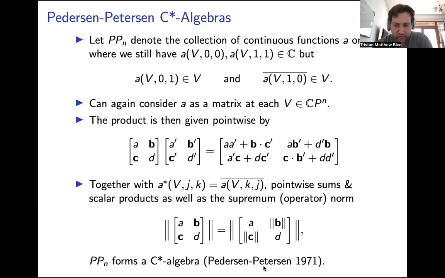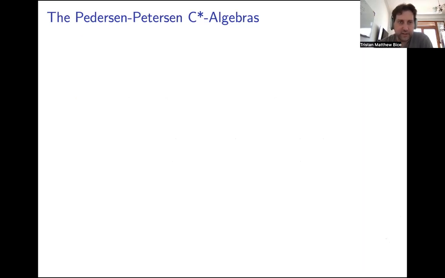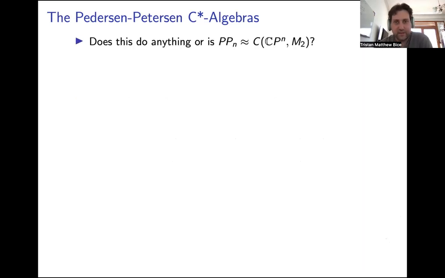You can look at them, they were first defined really in this paper of '71 by Peterson and Peterson, if I'm saying that right. But the question is, I guess, at this point, have I actually done anything, or did Peterson actually do anything? Was this rather complicated way of looking at bundles, looking at vectors in the off-diagonal terms, did this really give me a new C-star algebra, or did this just give me a more complicated way of defining the C-star algebra I already had, continuous functions from projective space to M2?